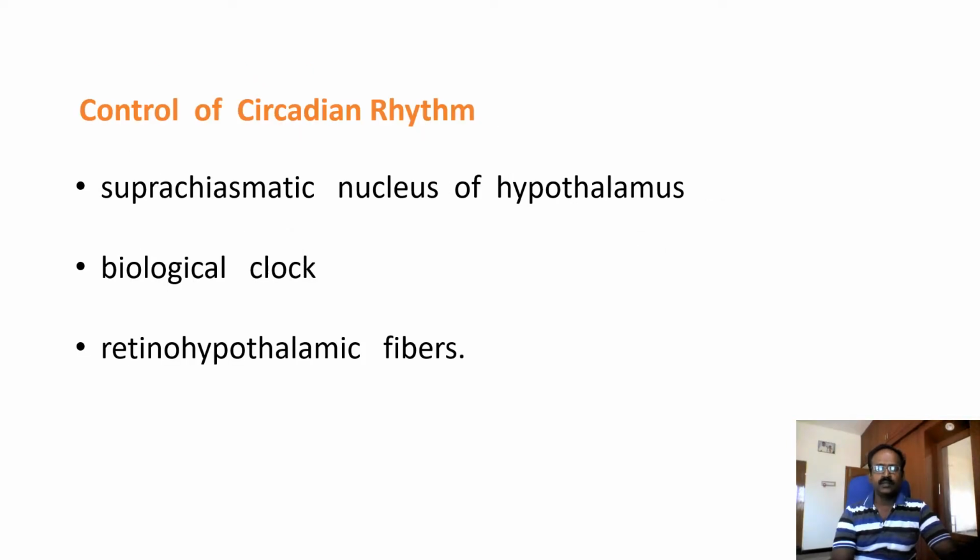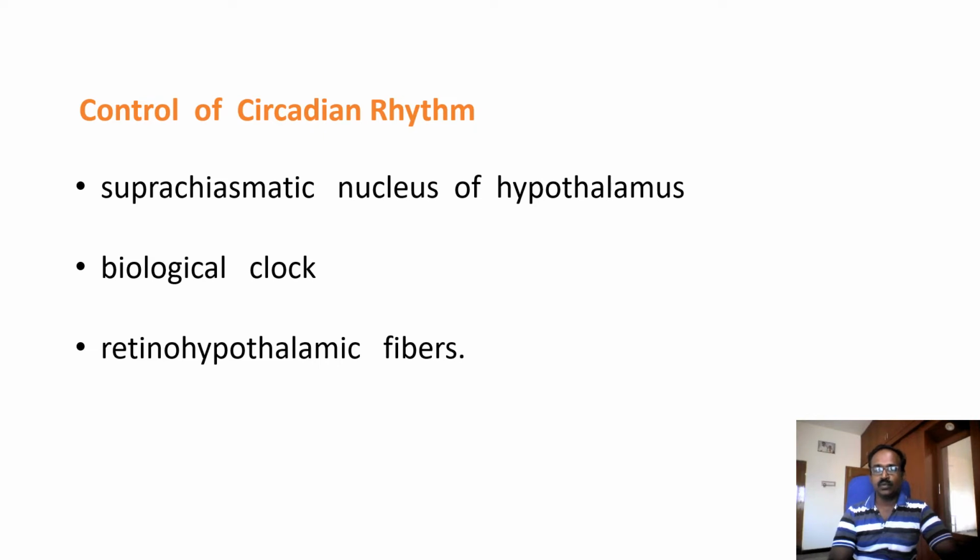The third important function of the hypothalamus is the control of circadian rhythm. Circadian rhythm is a physiological process that occurs in our body regularly in a cycle of 24 hours. For example, ACTH and growth hormone are secreted mainly during night time, in the early morning. So it occurs regularly every day.